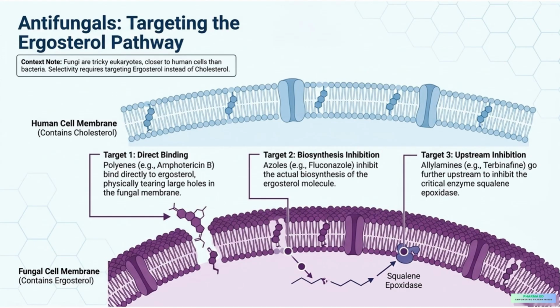Polyenes, like amphotericin B, are these large molecules that bind directly to ergosterol, physically tearing holes in the fungal membrane. Azoles, like fluconazole, work a bit differently by inhibiting the actual biosynthesis of ergosterol. And allylamines, like terbinafine, go even further upstream to inhibit an enzyme called squalene epoxidase.